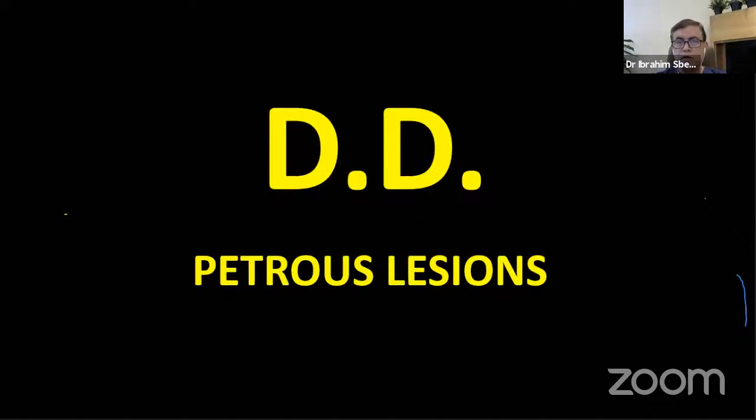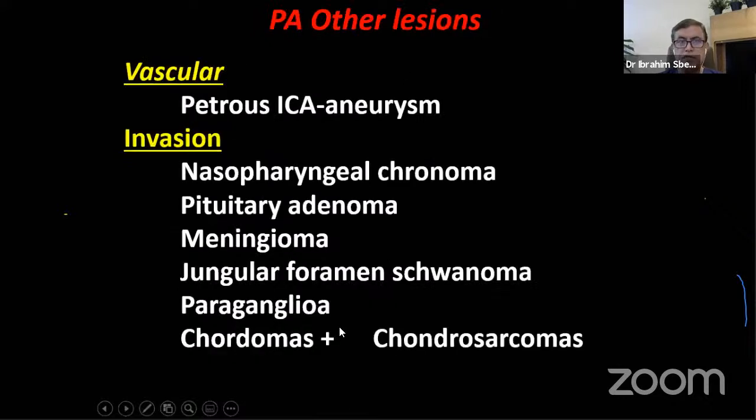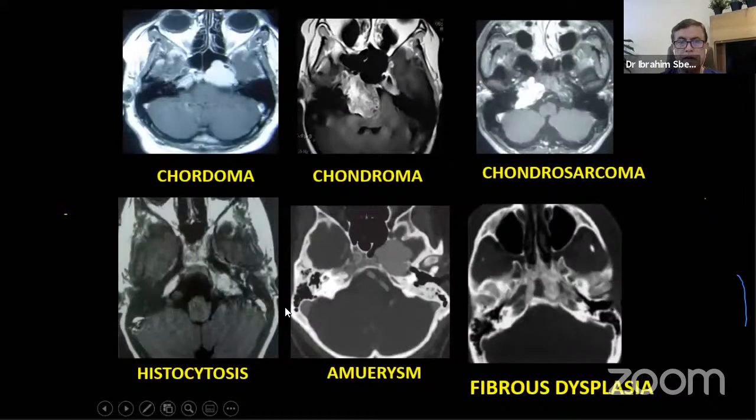Once you see petrous bone lesions, don't only think of cholesterol granuloma. The differential diagnosis is very, very, very wide. Let's see. Petrous lesions: inflammatory, petrous apex effusion, mucocele, petrous apicitis; tumors, metastasis, giant cell, aneurysmal bone cyst, Langerhans histiocytosis, rhabdomyosarcoma, plasmacytoma, hemangioma; vascular lesions like aneurysm; invasion by tumors from pituitary adenoma, nasopharyngeal carcinoma, schwannomas, paragangliomas, etc. Let's look at some of these cases affecting the petrous bone.